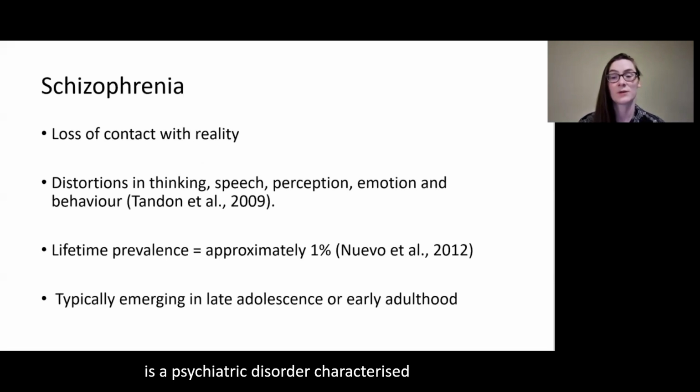Schizophrenia is a psychiatric disorder characterized by a loss of contact with reality and distortions in thinking, speech, perception, emotion, and behavior. It has a lifetime prevalence of approximately 1% and typically emerges during late adolescence or early adulthood.